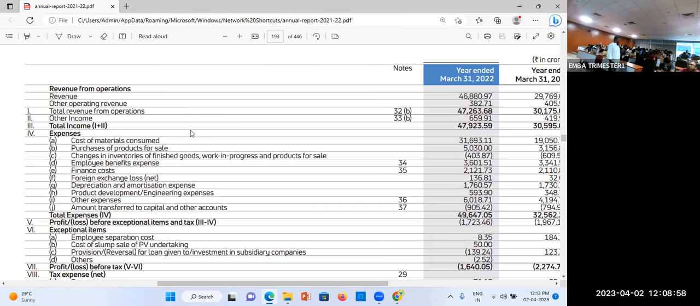It will be there as an item only for those companies that are manufacturing. If your company is not a manufacturing company, this column will be 0.